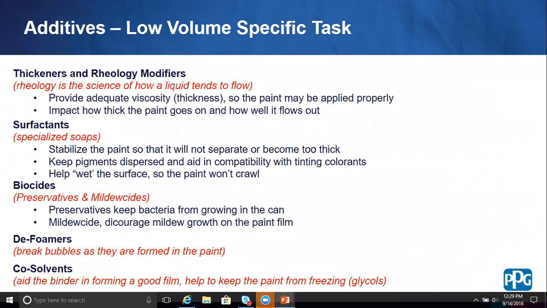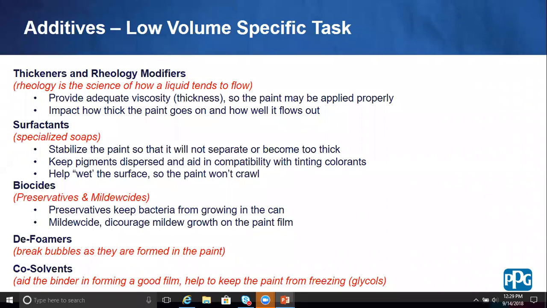So again, rheology modifiers are very important, and so you need to really understand what your customers are looking for. If they're looking for flow and leveling, if they're brush and rolling, that's one type of product. If they're looking to build it on heavy, that's another. Surfactants are one that probably give people more problems because we have a thing late in the season typically called surfactant leaching, which is a bad thing.